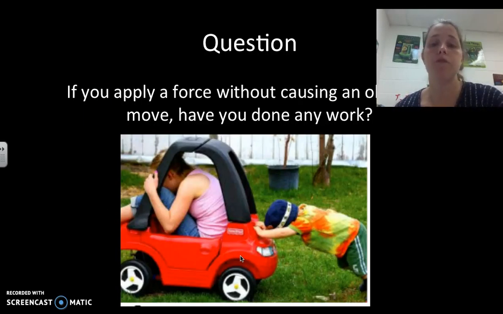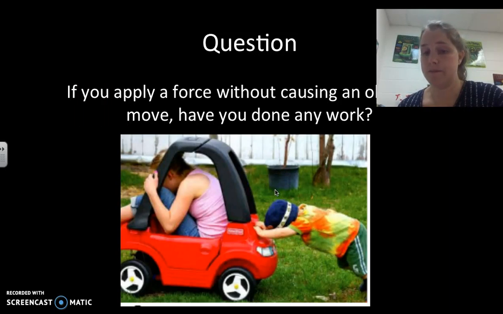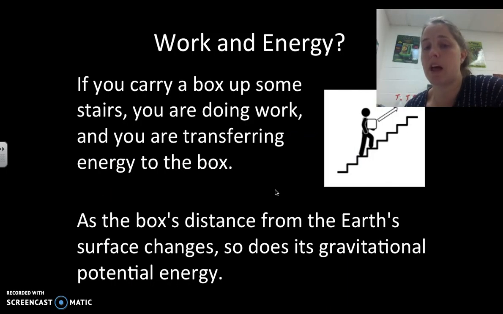So if you apply a force without causing an object to move, have you done any work? You need to think about that. If you remember some of the criteria, something has to move. Well, if it doesn't move, is work done? And the answer to that is no. It has to move, and it has to be in the same direction as the force that's been applied.